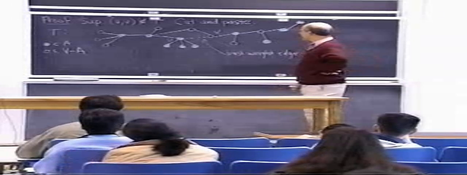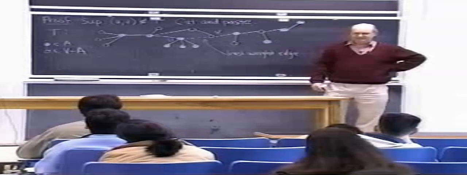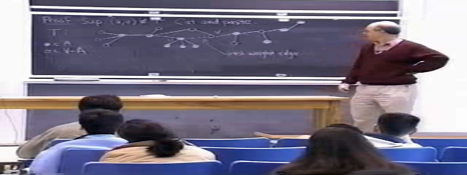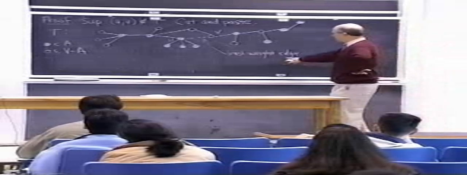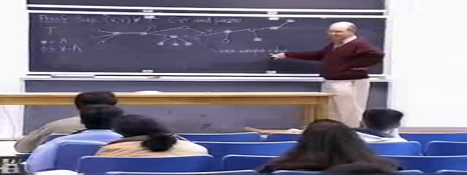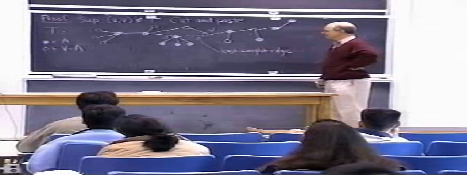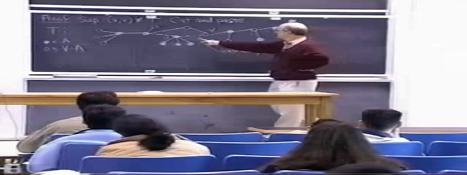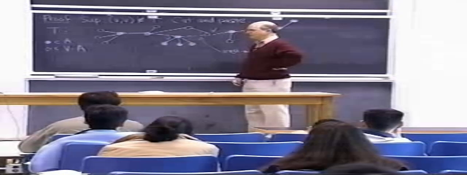So is there another edge that doesn't belong in the minimum spanning tree? Somebody point to an edge in this graph that doesn't belong in the minimum spanning tree. This is the least weight edge of any that connect something in A to something not in A. Yeah? This guy. Why do you say that shouldn't be in the minimum spanning tree?